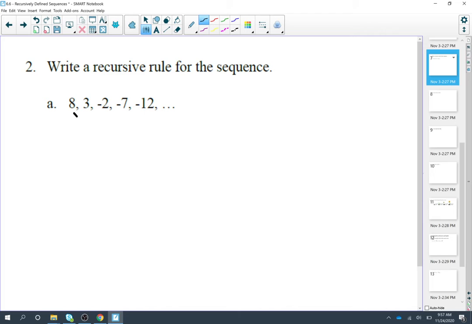So from 8 to 3, it looks like we're going to minus 5. From 3 to negative 2, we're going to minus 5. We're going to minus 5. We're going to minus 5. So if I'm looking at minus 5, this is telling me this is a D, a common difference of negative 5, which means this is arithmetic.